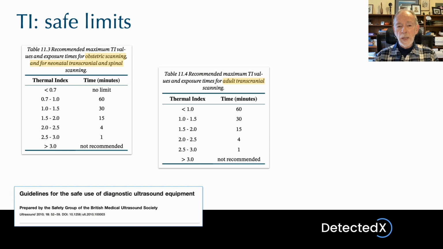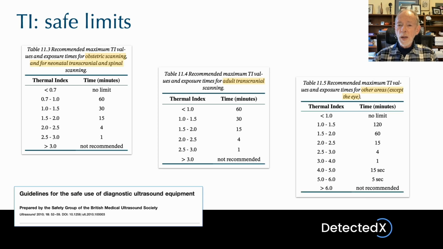Here we have a table that relates to adult transcranial scanning, and you can see quite similar figures. On the right, we have yet another table that relates to all other clinical areas other than ophthalmology. Now you'll see that the TI values can be higher before any limits are recommended at all, and those limits are then fairly generous up until a TI value of about 2. This table also suggests that it's okay to use quite high TI values, if necessary, for very brief periods of time.